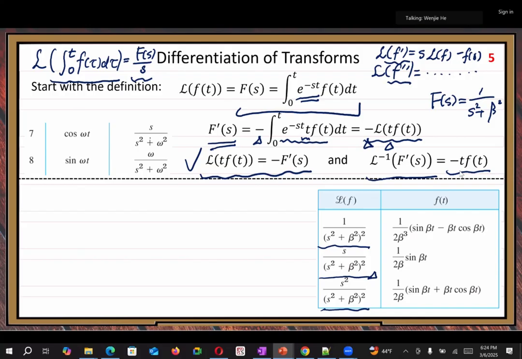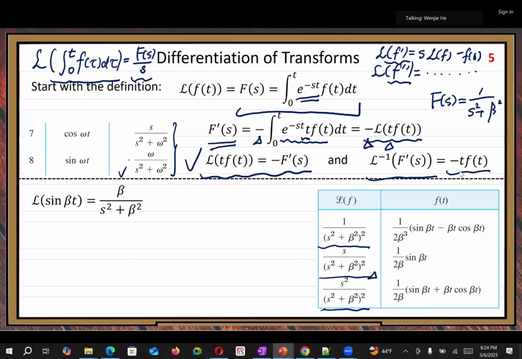We start with this version, because there is no square at the denominator. But the second one, if we take the derivative, we will have a square. But at the same time, we will have s in the numerator. The first one, we can try, we take the derivative, but it's a little harder.